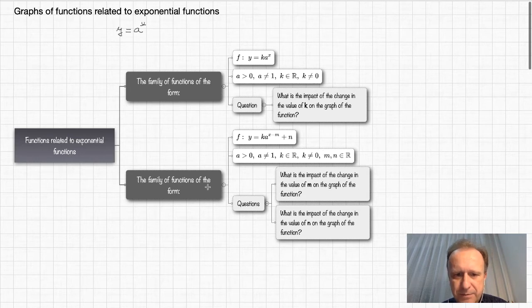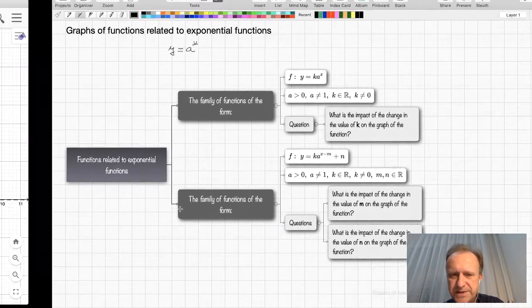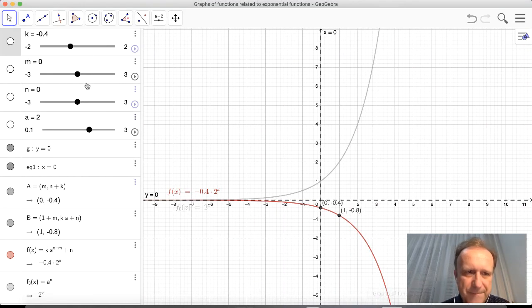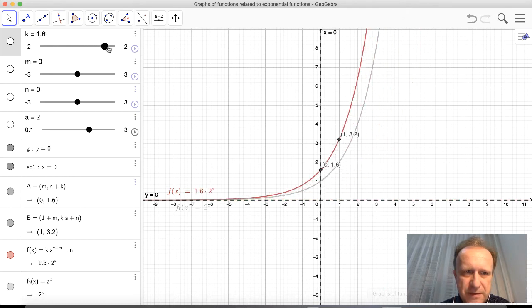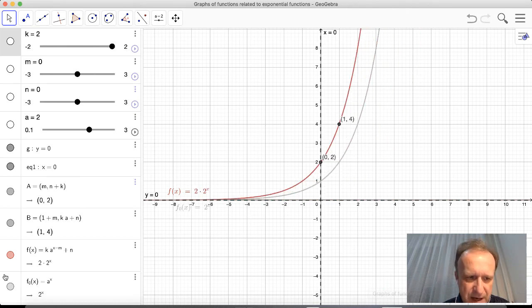Okay. Now, the obvious questions here. What is the impact of the change in the value of m on the graph of the function, and what is the impact of the change in the value of n on the graph of the function? So let us investigate this here on the graph. Here again we are in GeoGebra. Let me choose k equal 2. Now let me hide this function a to the power of x. Let me choose a as 2, so we have the function 2 times 2 to the power of x, as you can see yourself. And now let me change the parameter m.